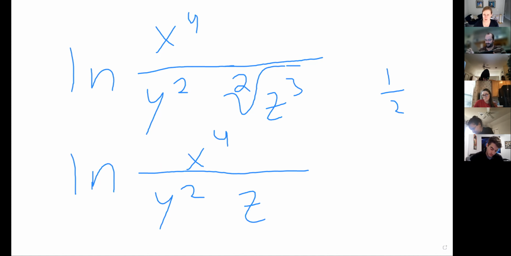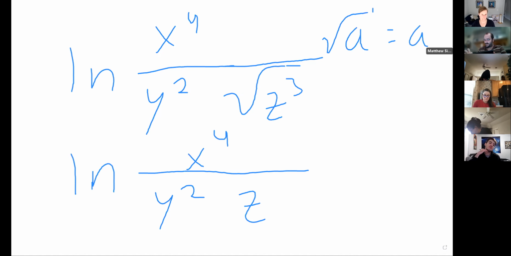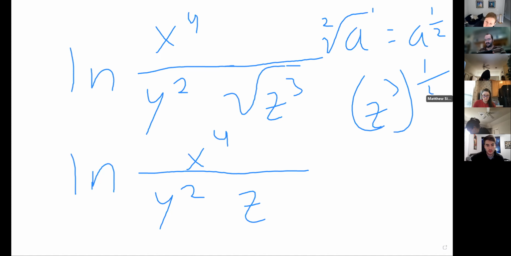So if I have, I'll move this around because it's in my way. If I have a to, or let me do square root of a. This is a to the 1/2 power. You can look at square roots being like a half power. And so we have z to the 3rd to the 1/2. We're multiplying these two things. And so this is sort of like we have a z to the 3/2.